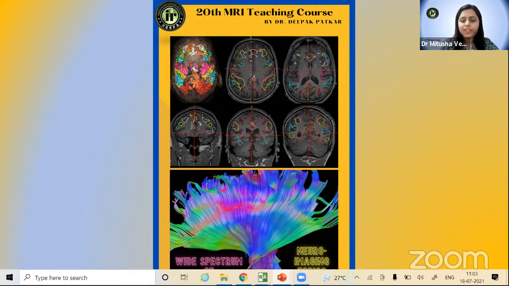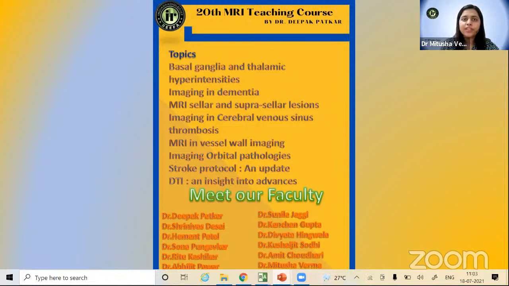Next day will be a full day session on neuroimaging topics, which will cover everything, including infections, including neurodegenerative spectrum, including everything like COVID-19, mucormycosis, then updates on brain tumors, pediatric and adults, updates on advances like perfusion, DTI, spectroscopy, and also something like sellar, parasellar areas or vital pathologies, and stroke update.